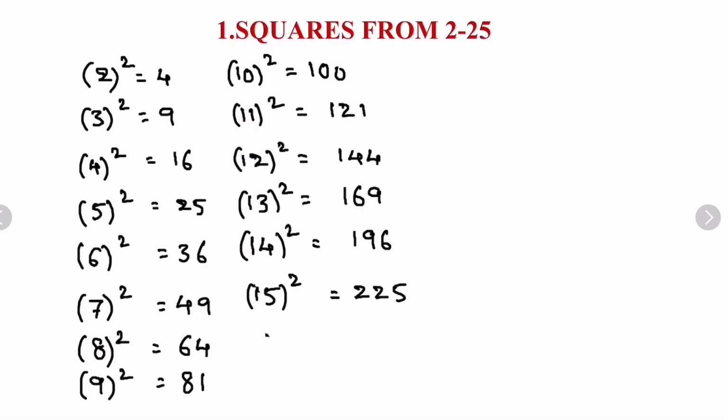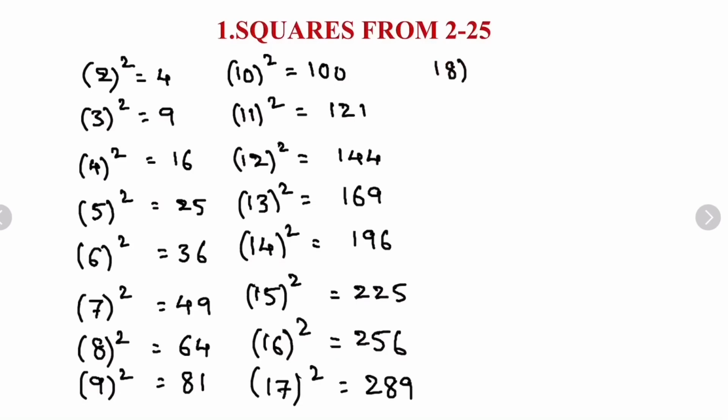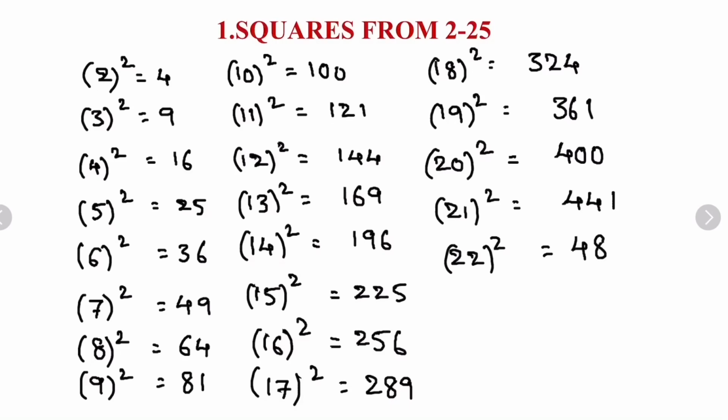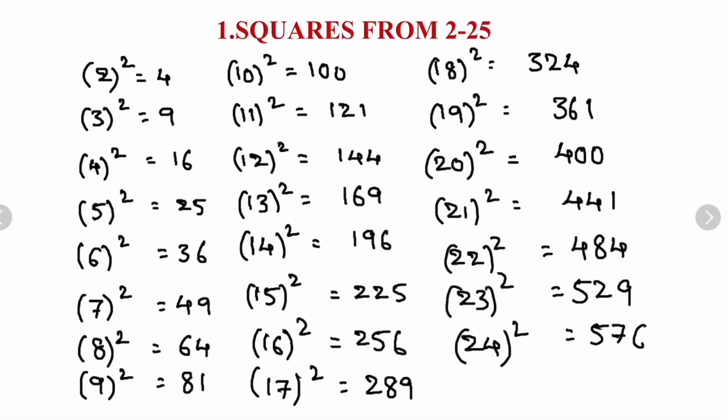15 square, 225. 16 square, 256. 17 square, 289. 18 square, 324. 19 square, 361. 20 square, 400. 21 square, 441. 22 square, 484. 23 square, 529. 24 square, 576. 25 square, 625. So these are the squares from 2 to 25.